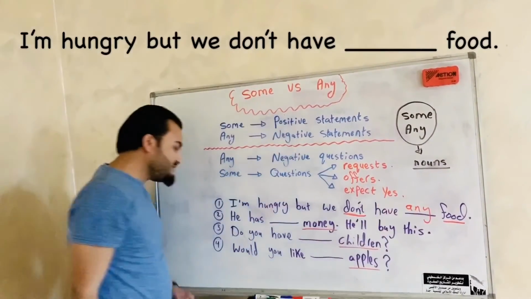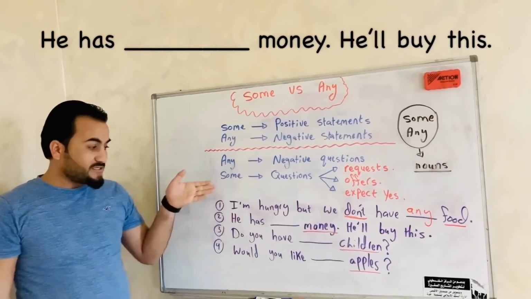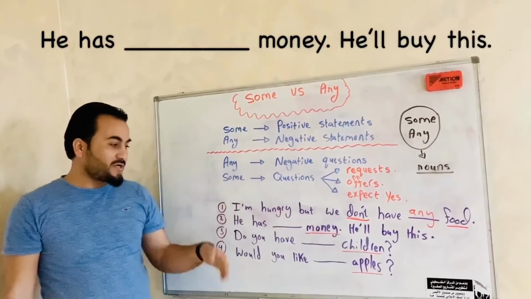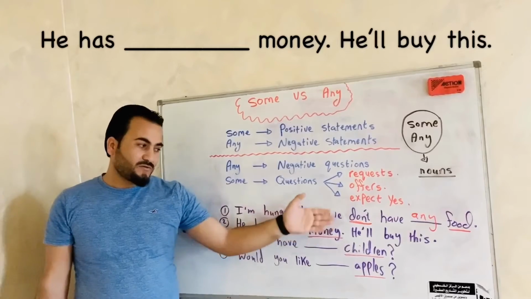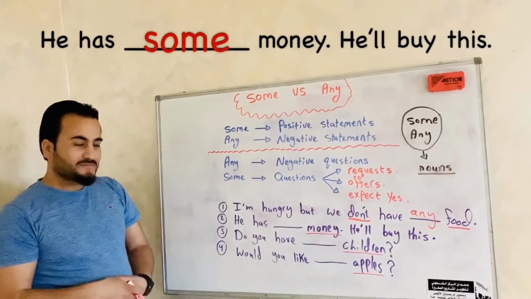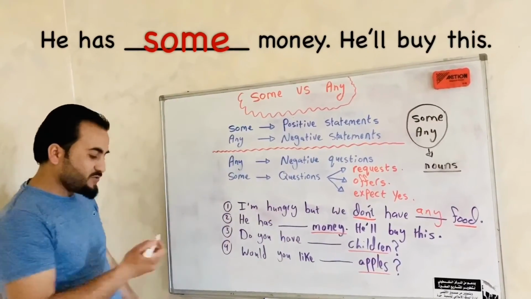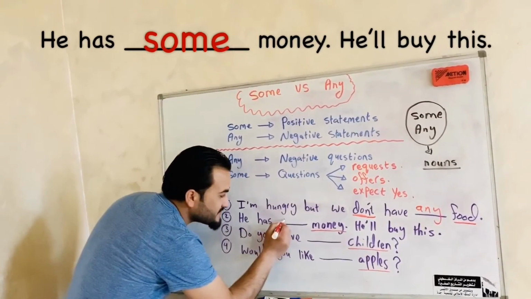Very nice. Number 2 here. He has, what do you think? Any money or some money? He has some money, he'll buy this. Why? Because it's a positive statement. Very nice. So the answer is some.